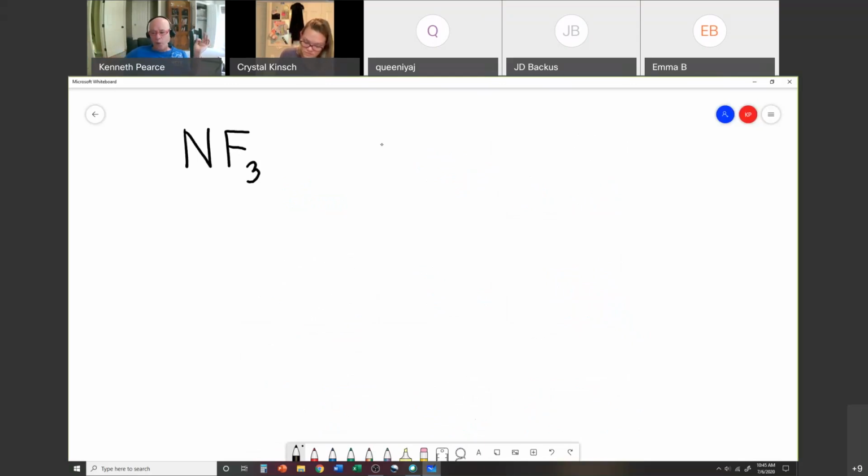Nitrogen trifluoride. How do we name these things? First off, everything we're doing is covalent, so this is a covalent compound. How do you name this if it doesn't have a common name? You would say nitrogen. There are 3 fluorines, so we'd say trifluoride. There we go. Nitrogen trifluoride.